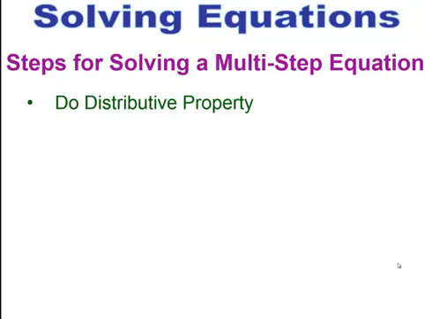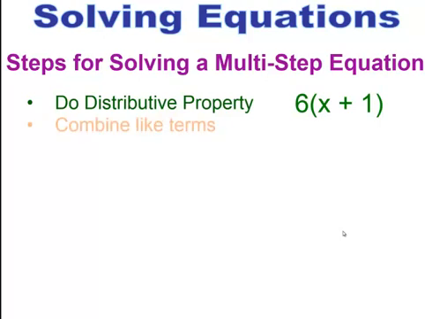A continuation for solving multi-step equations. Remember the process for solving multi-steps. If there's distributive property or if there's parentheses in the equation, you'll need to do the distributive property first. And that is where you take the number on the outside of the parentheses and multiply it to everything inside.